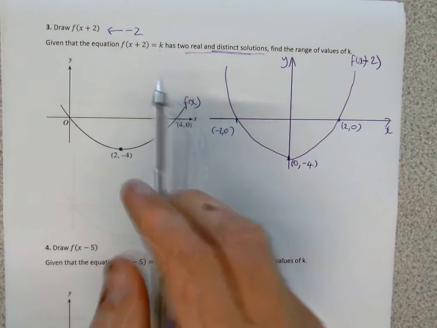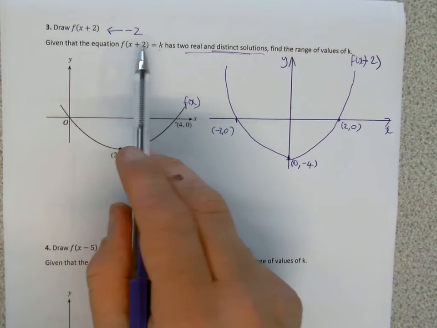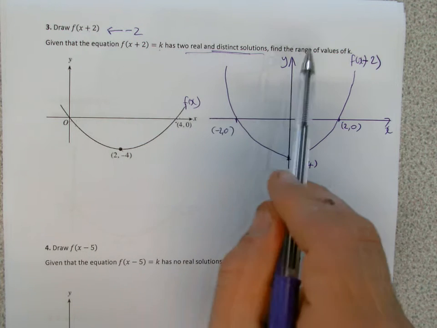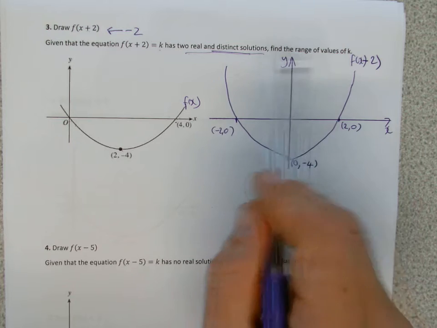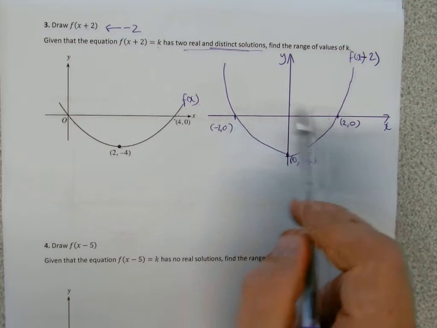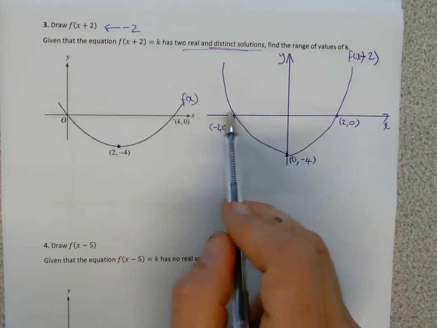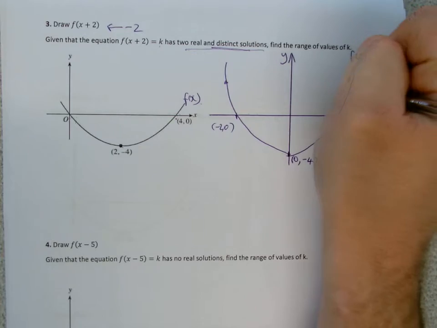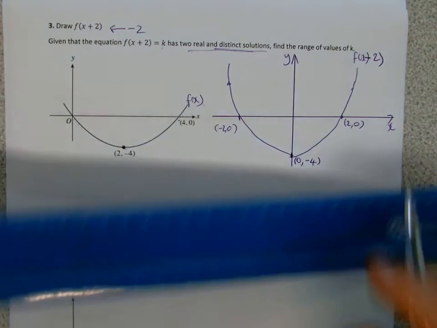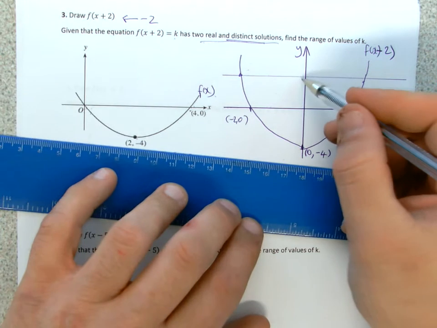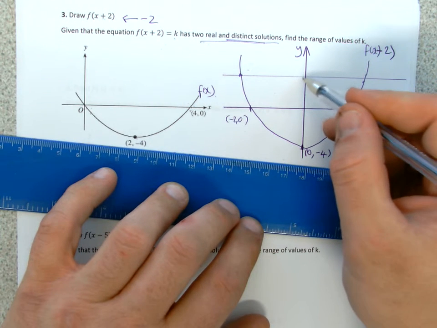We know all about that. But here it's saying, given that it equals k, and it always has two real and distinct solutions, find the range of values of k. Well, it doesn't have to be here, where it's got two real and distinct solutions. It could be up here, couldn't it? If you notice up here, you've got two solutions here. So when we say equals k, let me just put a few lines in, it could equal 4. So suppose that was 4 there, okay?